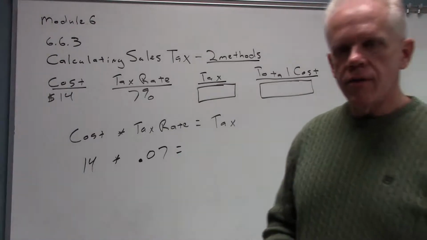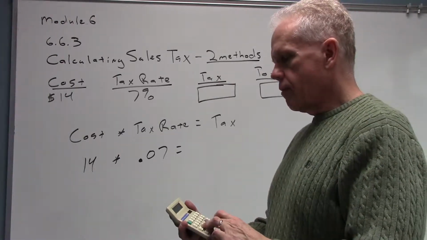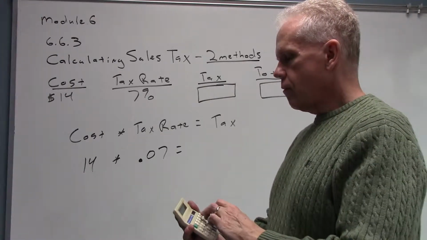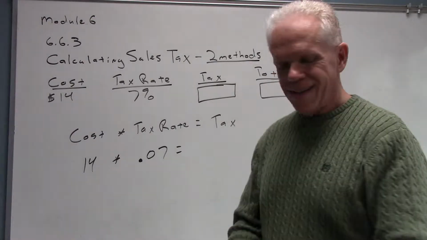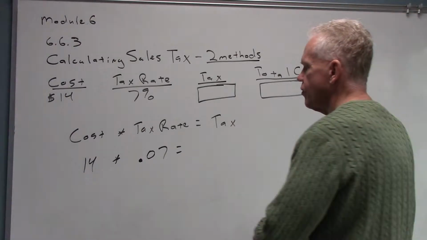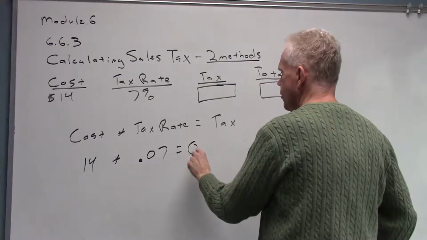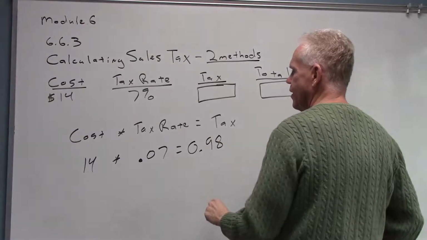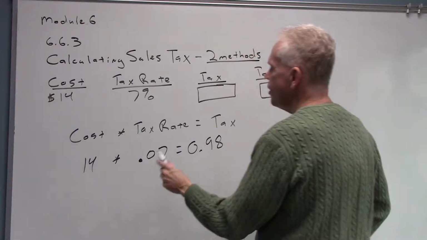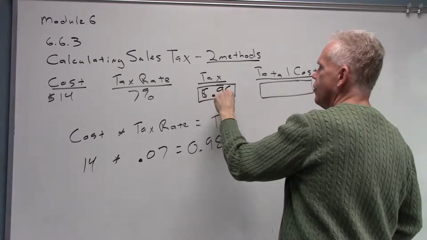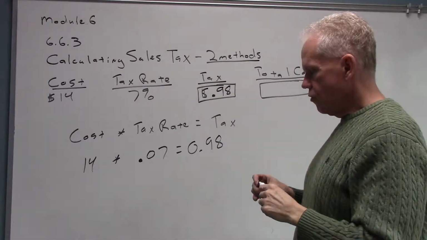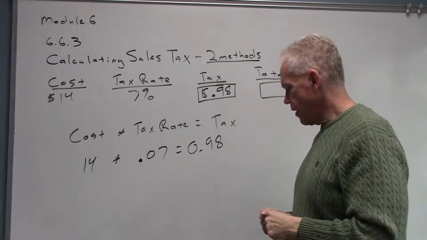Let me find my antique calculator here. So I'm going to go 14 times 0.07 equals 0.98. So it looks like my tax is 0.98. In other words, that would essentially be 98 cents. So my tax is 98 cents.